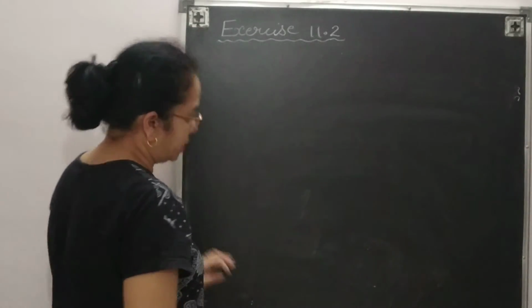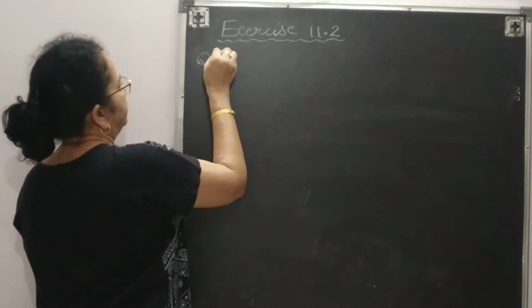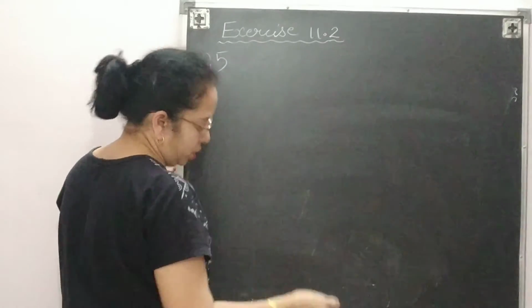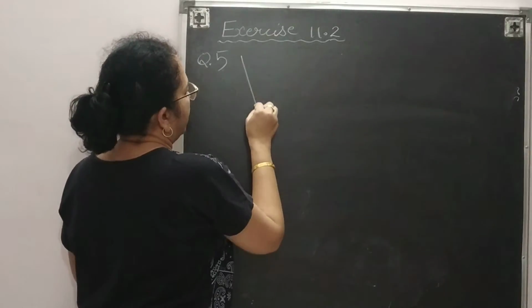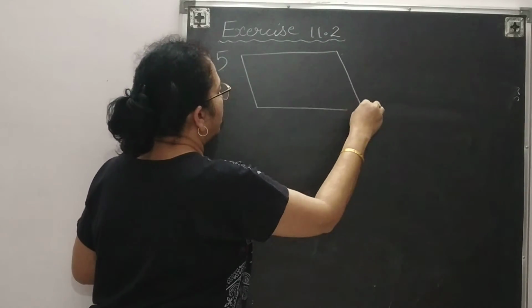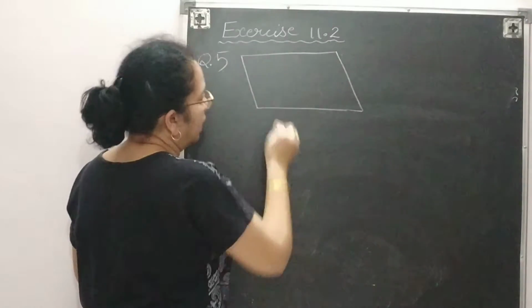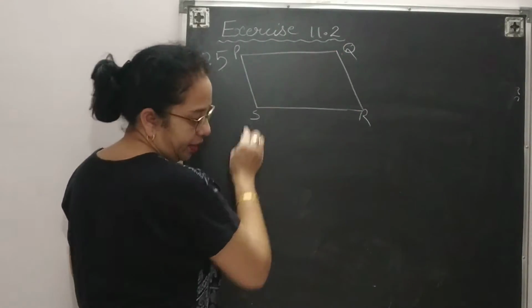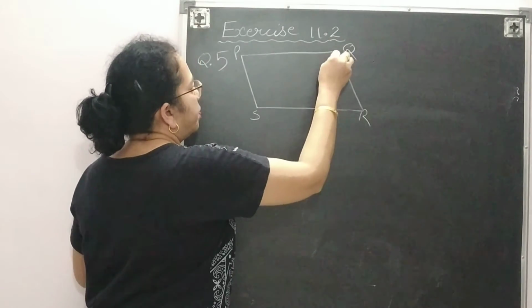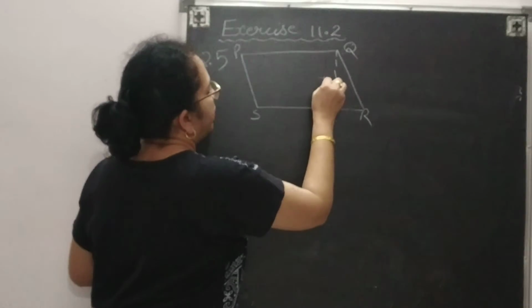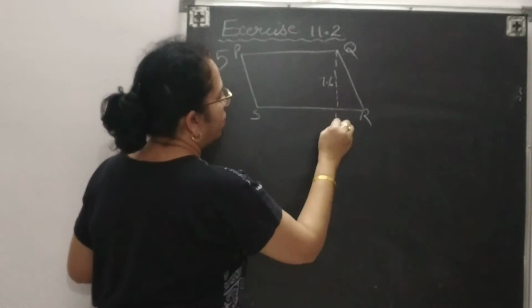Now the next question is question number 5. Here is the concept we are going to use. I told you earlier. One parallelogram is given, and in this parallelogram, two perpendiculars and two bases are given. So P, Q, R, S. Now one perpendicular is given. The height is given 7.6 and the name of the perpendicular is M.